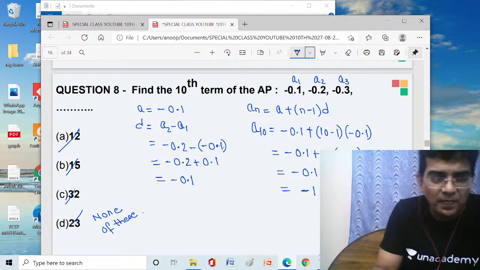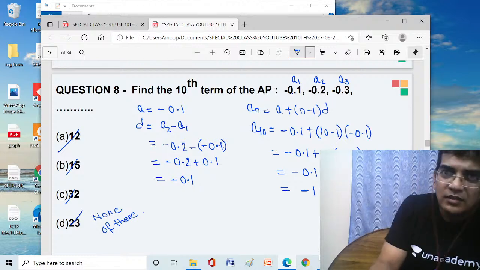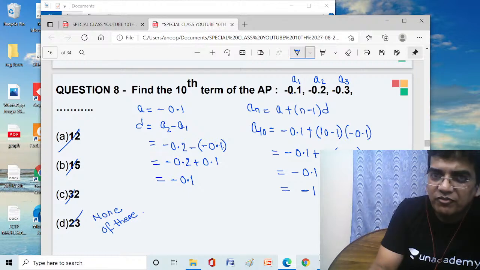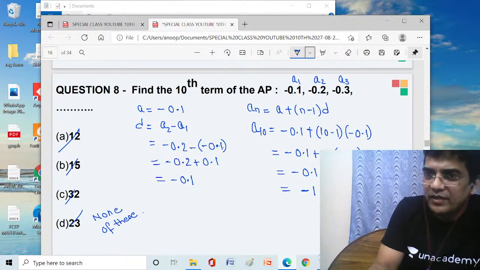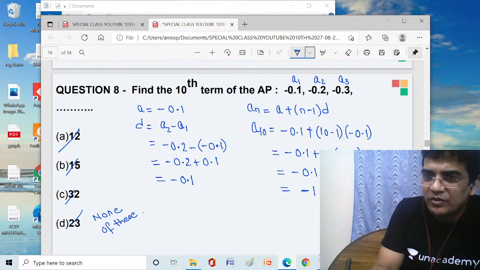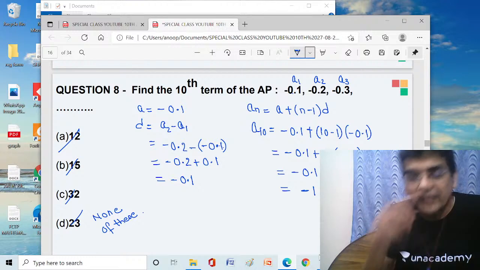Hope this is clear to you now. See, an AP was given. So my first step will be to write A, that is the first term. Then I need to find the common difference. Okay, now I need to find the 10th term. So first of all, I will write the nth term formula, and in that nth term formula, I will substitute n as 10. A, I know. D, that also I know. I have substituted all the values, so my answer will be minus 1.